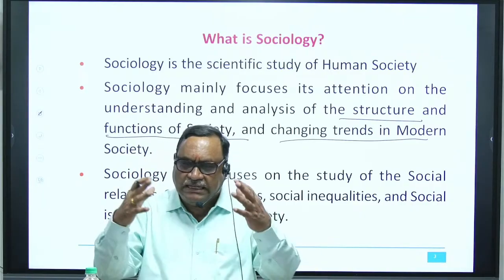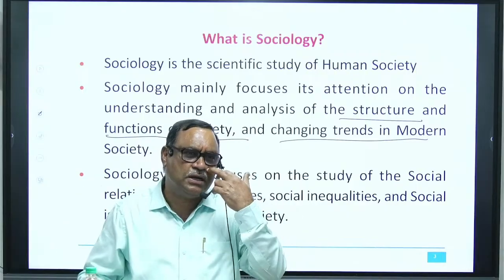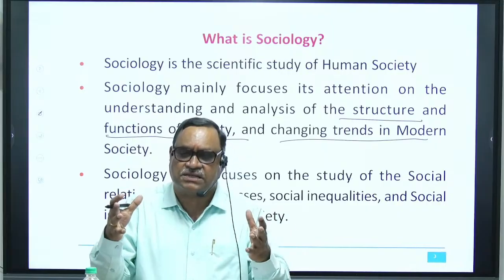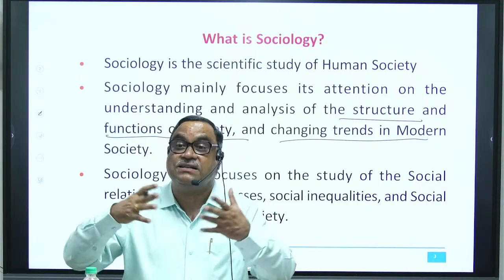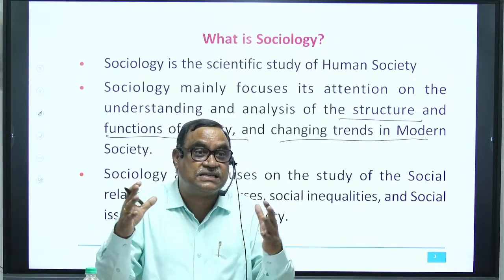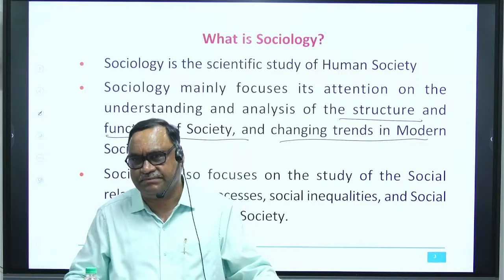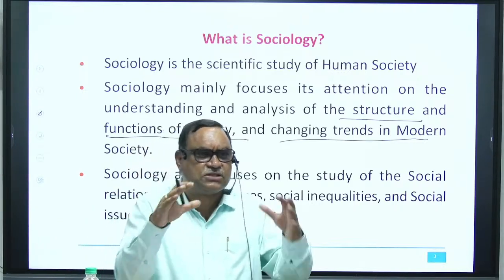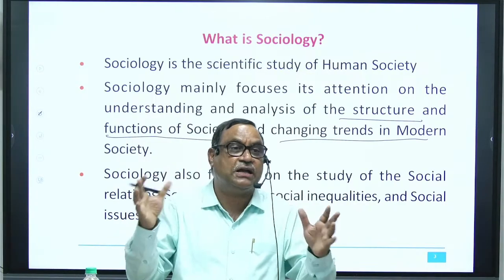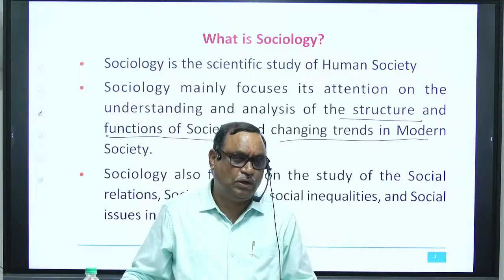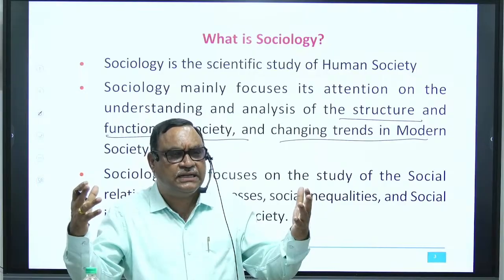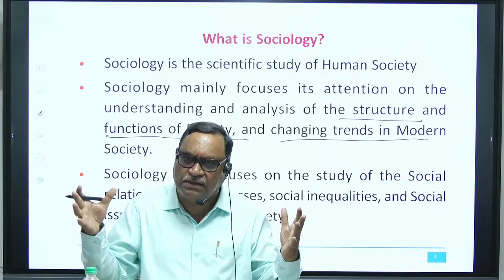Structure. Now, every society has a structure. Structure means what? Society is constituted of different systems, like family system, marriage system, political system, economic system, religion. All these are the different systems that exist in society. So understanding the structure and functions, for example, take political system. What is the structure of the political system in modern society? Not only in Indian society, across the globe.